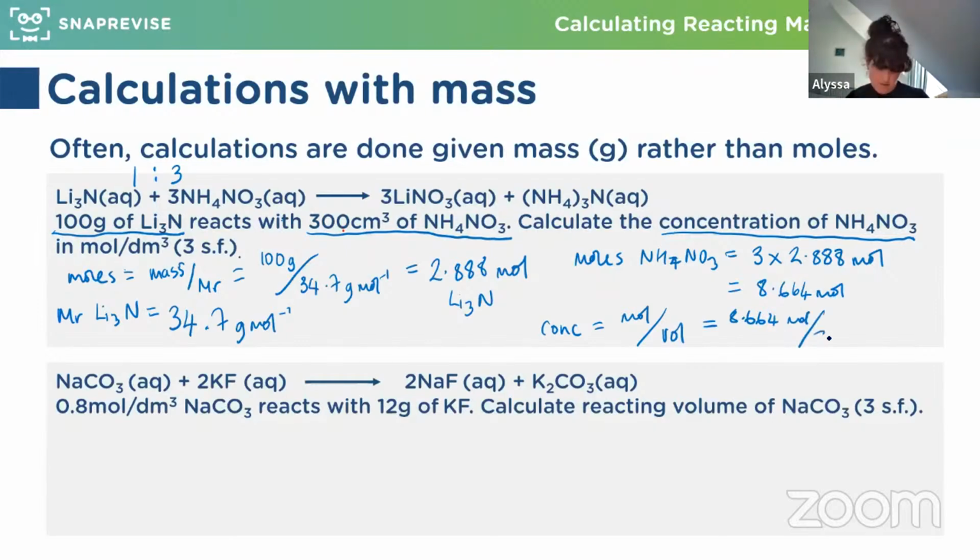Oh, they wanted the concentration in decimeters cubed. I'm in centimeters cubed, so I just need to convert to decimeters cubed by dividing by 1,000. If you haven't already, it looks like people have, so that's brilliant. And I should get 28.8 moles per decimeter cubed, and that's to 3 sig figs, because that's what they've asked for. Really nice. If you've got that, that's fabulous.